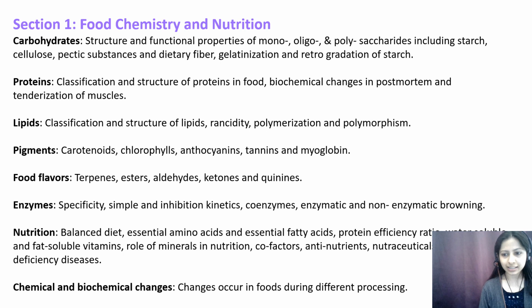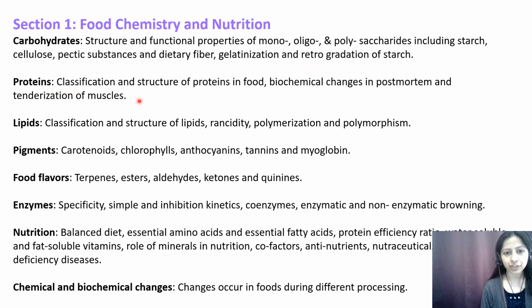The syllabus consists of 4 sections, and all the questions will be based on your subject specific knowledge. Your first section is food chemistry and nutrition. The first subtopic is carbohydrates. In carbohydrates, you have to go through the structural and functional properties of monosaccharides, oligosaccharides, polysaccharides, including starch, pectic substances, dietary fibers, gelatinization, and retrogradation of starch. This part is important, gelatinization and retrogradation.